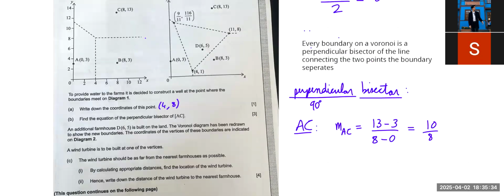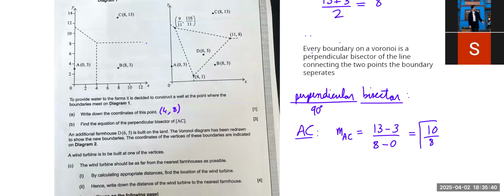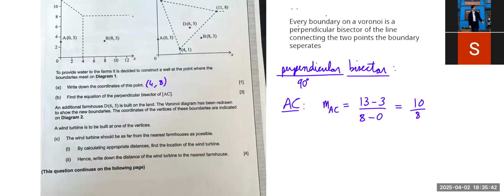However, since you're trying to find the perpendicular bisector of AC, you're going to need to find the slope of the perpendicular line to this one. Okay? Do you know how to find the slope of a perpendicular line? Is it 8 over 10? Negative 8 over 10, very close. It's always going to be the negative of itself. So the perpendicular slope would simply be negative 8 over 10. Good. So you found the slope.